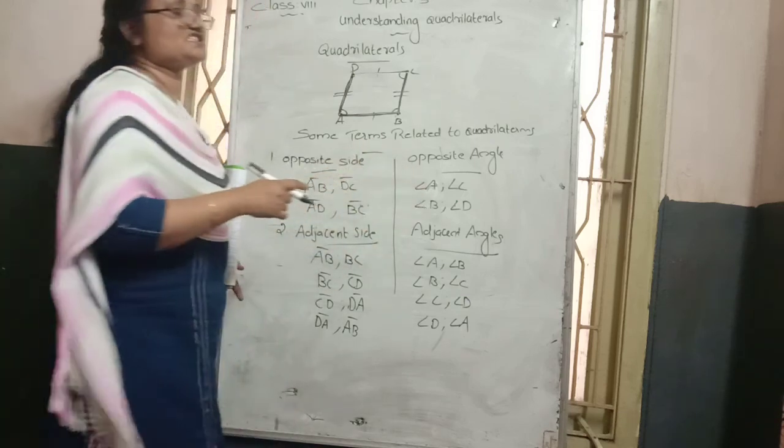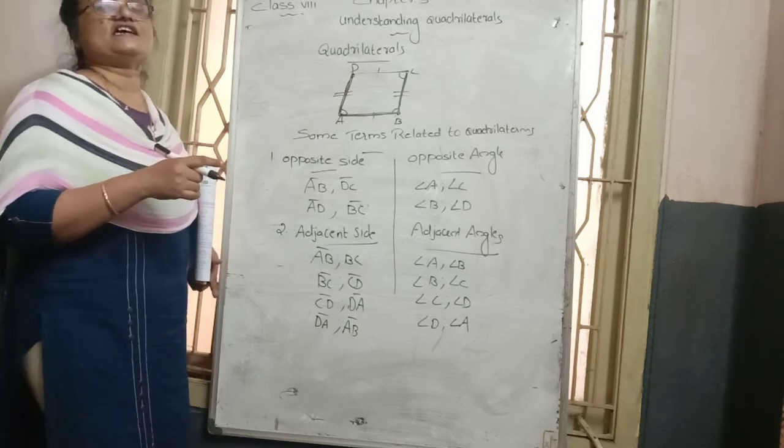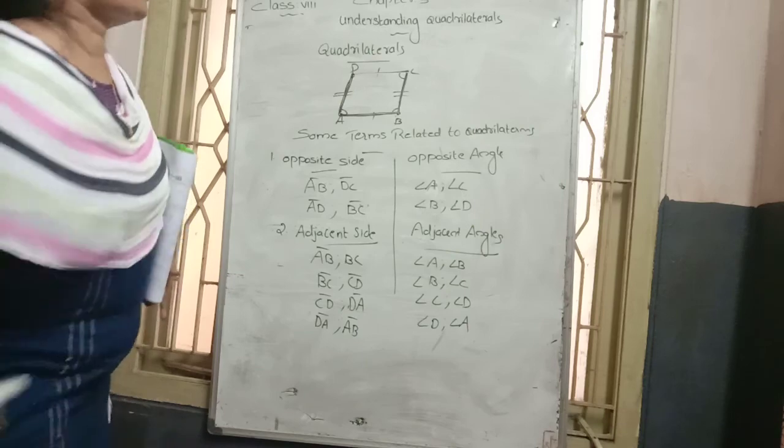How many opposite angles can we write? 2 pairs of opposite angles we can write. They are the terms related to the quadrilateral.